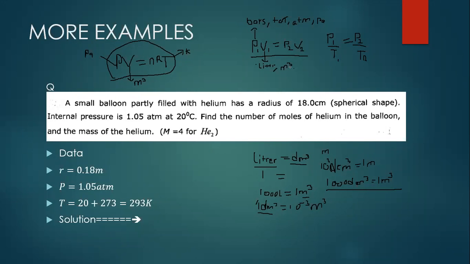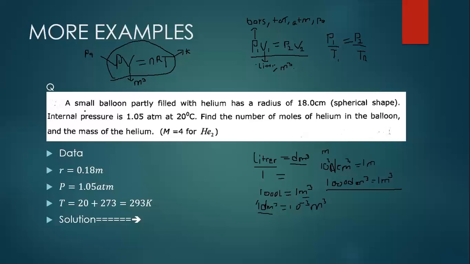A small balloon, partly filled with helium, has a radius of 18.0 centimeters, a spherical shape. Internal pressure is 1.05 atmosphere at 20 degrees Celsius. Find the number of moles of helium in the balloon and the mass of the helium. Molar mass is equal to 4 for helium. Okay, thank you very much for that reading.